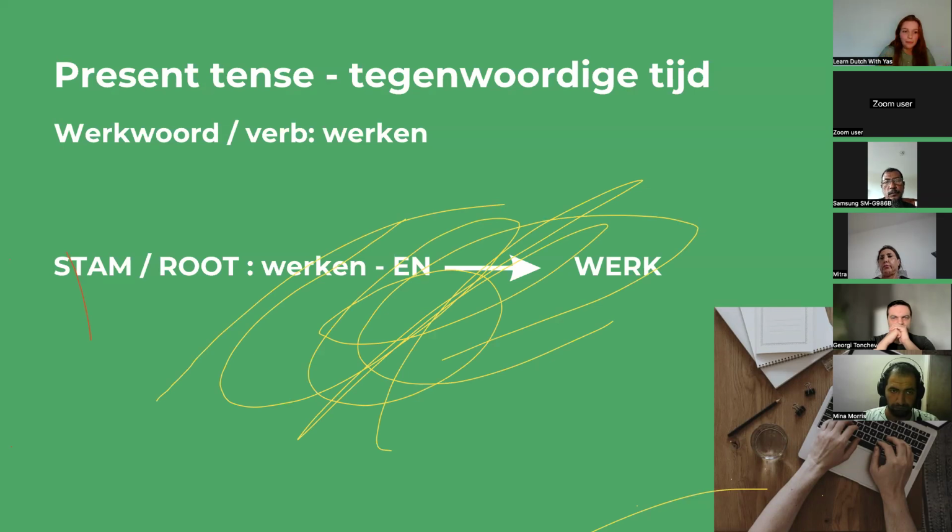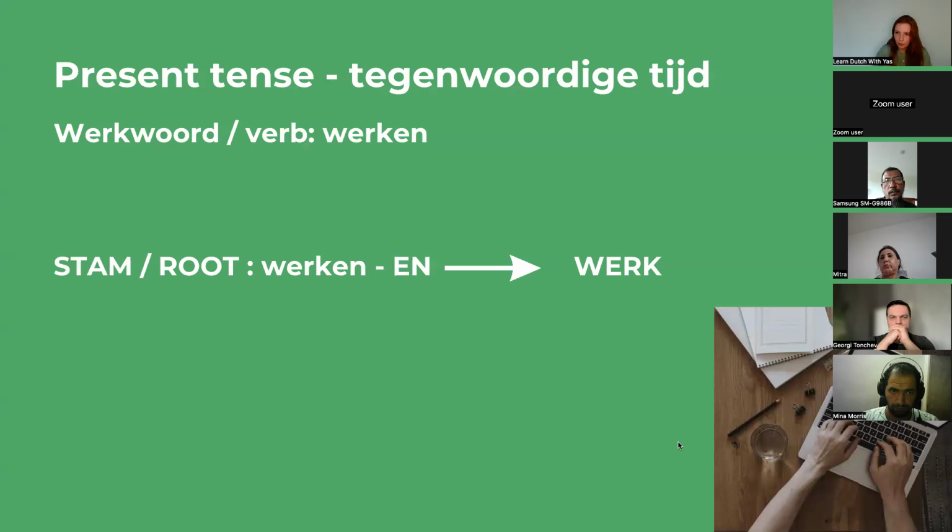So we're going to work with the stem and the root. To create a present tense in Dutch, we need a stem or a root. How are we going to take this? We're going to start with the verb werken. And we're going to take away the en. So the easiest way to create a stem, the root of a verb, is to take away the en. Werk. That's our stem. And with this, we're going to work.